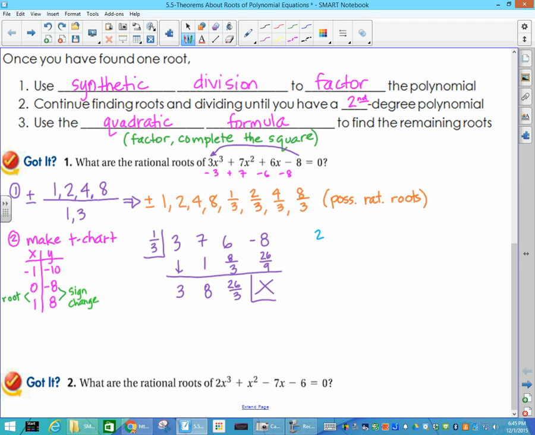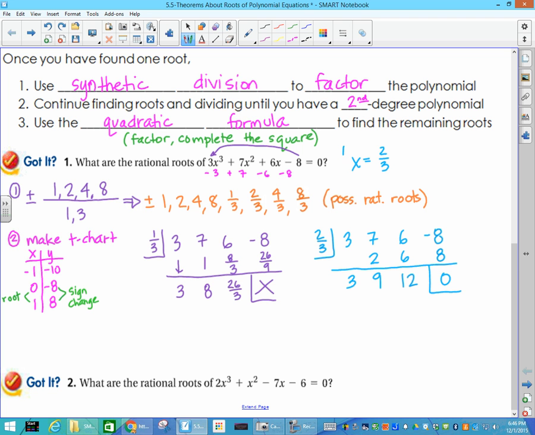But let's try 2/3. So I have 3, 7, 6, -8. And again, I'm hoping to get 0. Bring down my 3. 2/3 times 3 is 2. 7 plus 2 is 9. 2/3 times 9 is 6. 6 plus 6 is 12. And 2/3 times 12 is 8, and -8 plus 8 is 0. So that means this is one of my rational roots. So what are the rational roots? x equals 2/3.